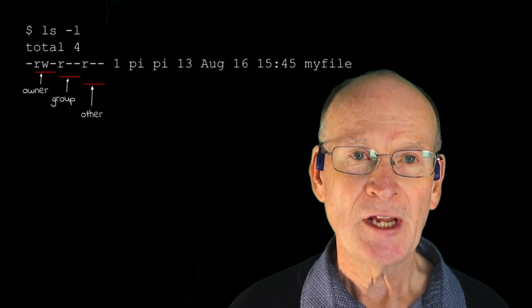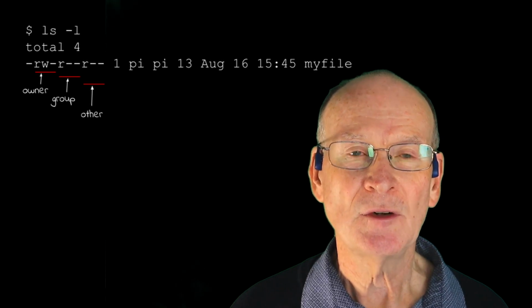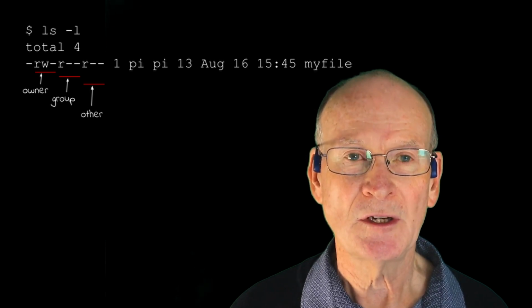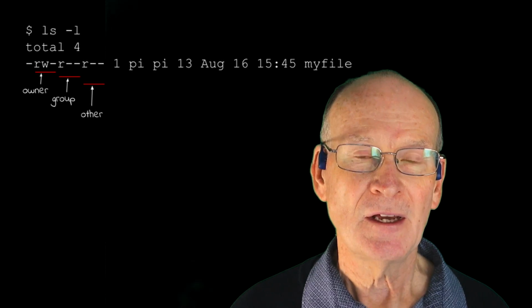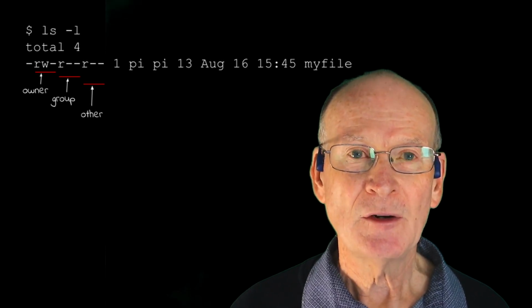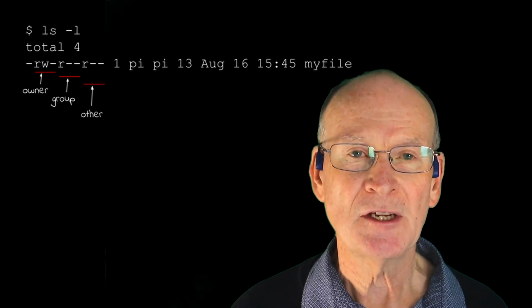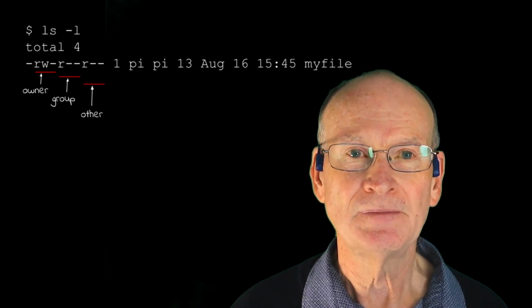The very first dash there, which I skipped over on the line, is an indicator of whether this is a directory or not. So if it's a D, that means it's a directory. If it's a dash, it's a normal file. And there are a few other designators for devices, B for a block device and C for a character device.